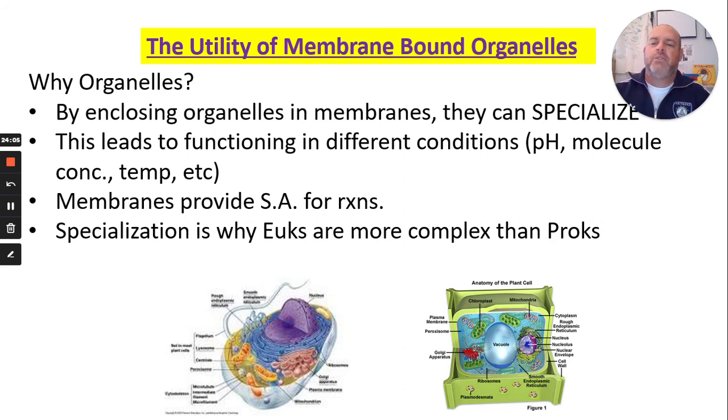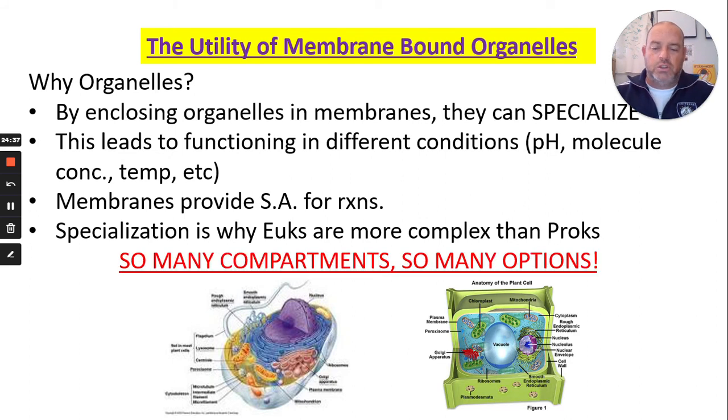Another one is the membranes of the organelles provide surface area for reactions. A lot of the chemical reactions that take place in our cells, a majority of them, take place on membranes. And so the organelles having membranes gives us surface area for those reactions to take place. And so specialization is why the eukaryotes are more complex than prokaryotes. They don't have them, so they don't have the ability to have all these specialized functions.